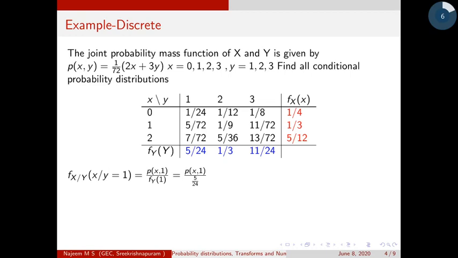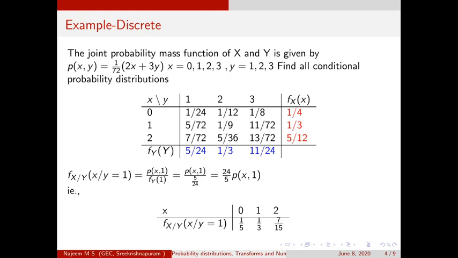Probability of x = 1 means the first column divided by fy of 1, the marginal of the first column. That's all. We calculate f of x given y = 0: for 0 it is 1/24 divided by 5/24, which equals 1/5. For 1 it is 5/72 divided by 5/24, which equals 1/3.